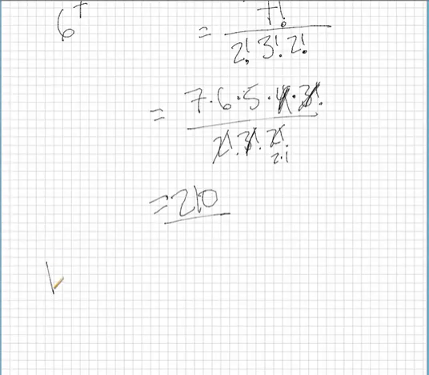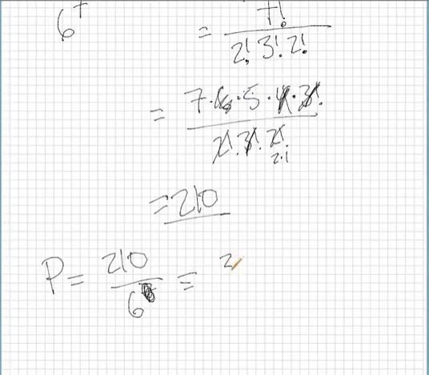So the probability of rolling that is going to equal the number of ways you can do it, which is 210, over the total number of outcomes, which is 6 to the 7th. And we can actually simplify this. Since the numerator is 7 times 6 times 5, we can cancel out one of the 6s, and it's just going to be 7 times 5, which is 35 over 6 to the 6th. If you multiply that out, it's 0.018, that's the probability of it. So it's a 1.8% chance of happening.